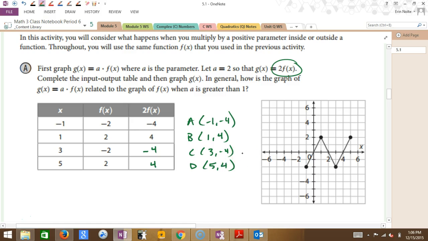When we were thinking about the parabola, we said it just made the parabola, what did it do? Skinnier, right? It did a compression. Is that going to be the same thing that happens here? Watch the points as I graph them. Watch what happens. I have -1, -4, 1, 4, 3, -4, 5, 4.